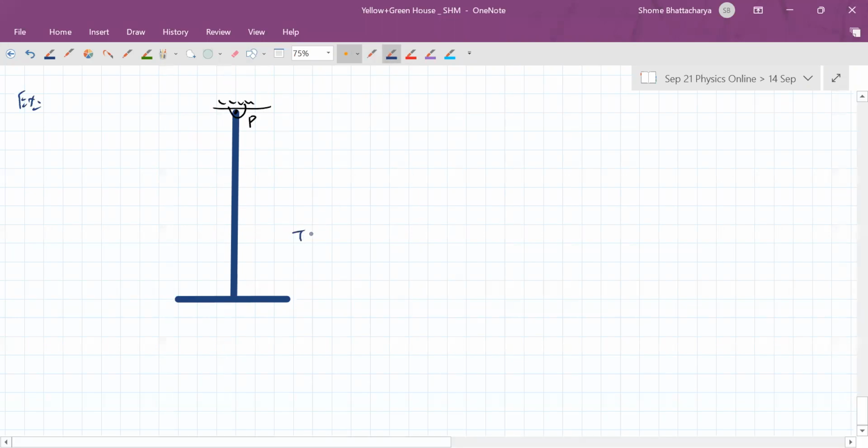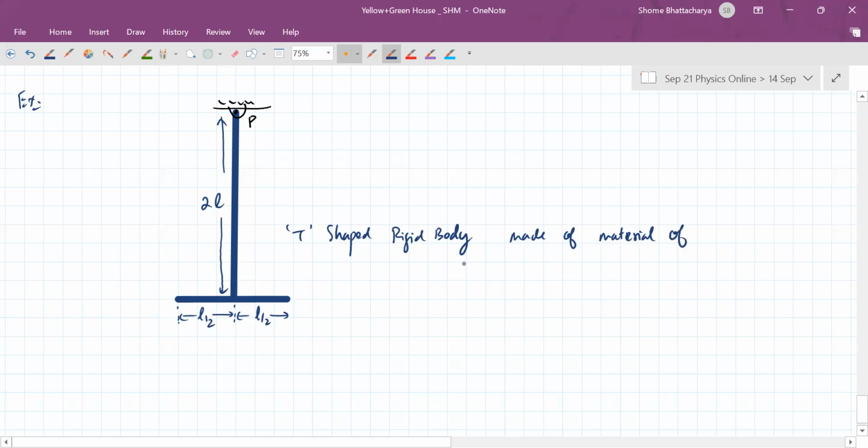So this is an inverted T-shaped, of course, rigid body, such that this length here is L, or in fact, let's make it 2L, and the bottom part has a total length L, but it's attached at the midpoint over here, so this L by 2, L by 2. So T-shaped body made of material of uniform density and thickness.